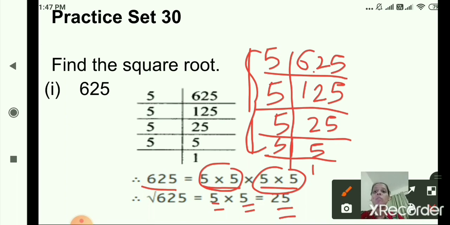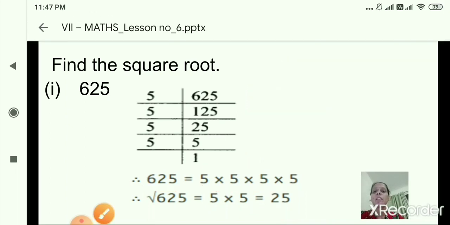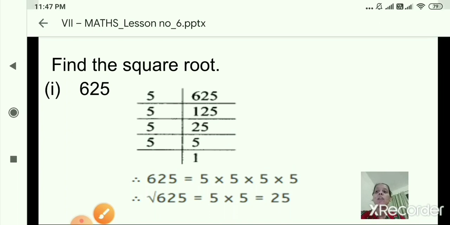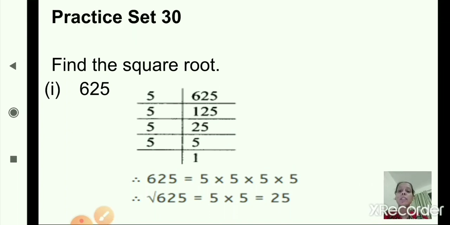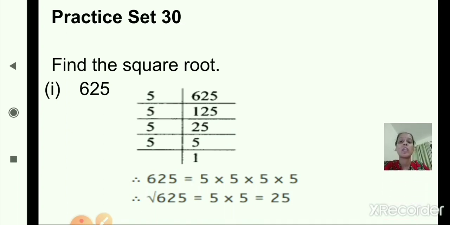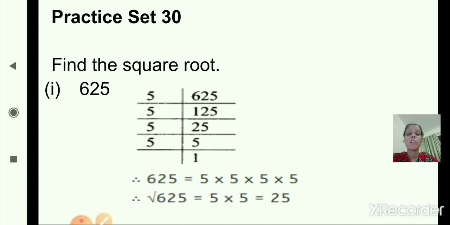Okay, so in this way you will solve by the method of prime factorization, or the factors method, to find out the square root. For lesson number 13 also, the Pythagoras theorem, if you have not learned the squares, then you will use this method to find the square root. There also you can use this method.